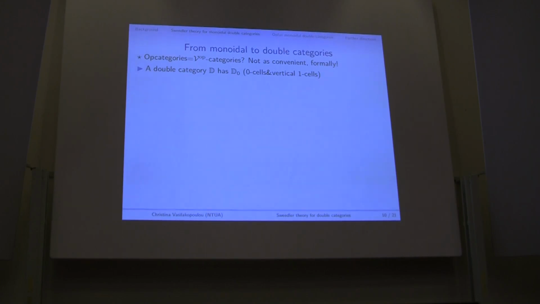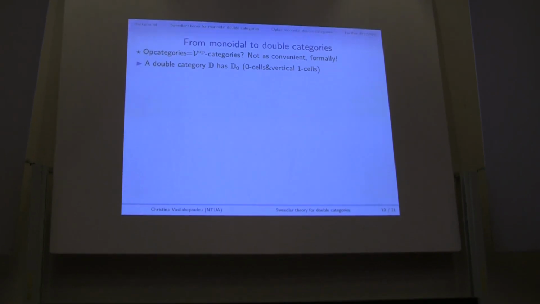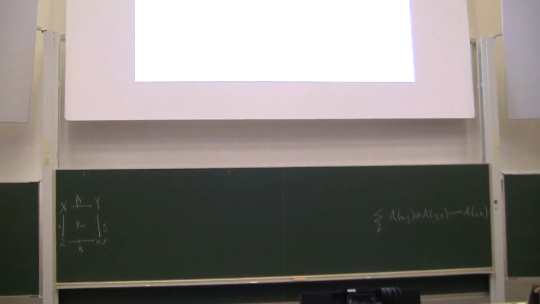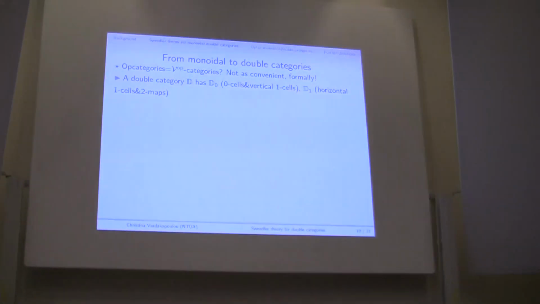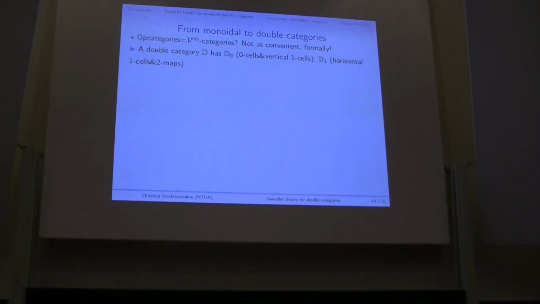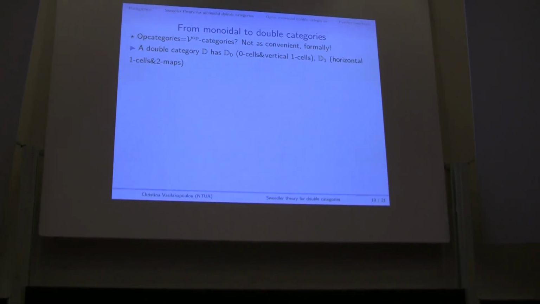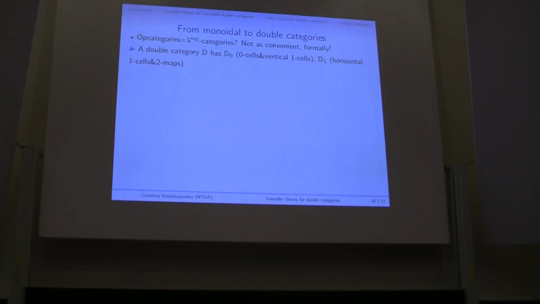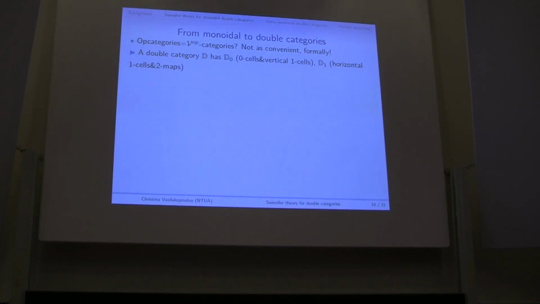A double category consists of a category of objects, so it has 0 cells and vertical 1 cells. Looking at this picture, these are the 0 cells, everything around, and these are the vertical cells. So this part forms an honest category, one category. Then it consists of a category of arrows. What is this? The objects of this category are arrows. So the objects are those arrows here with this line to separate them from vertical arrows, like this.